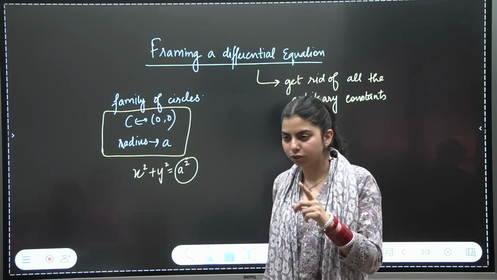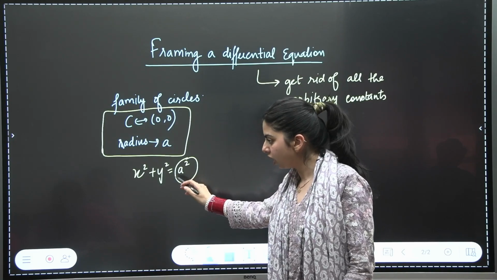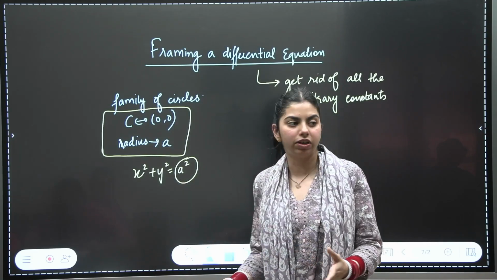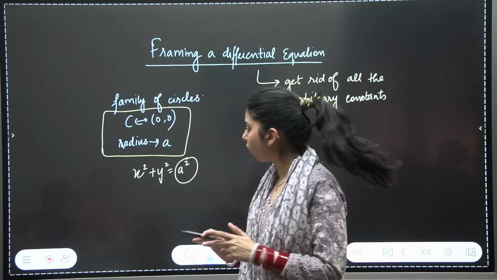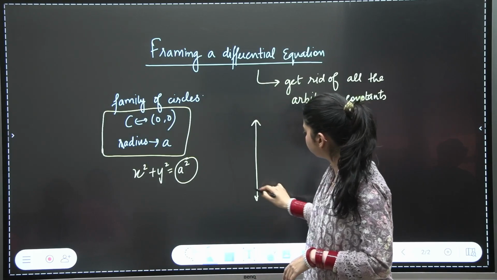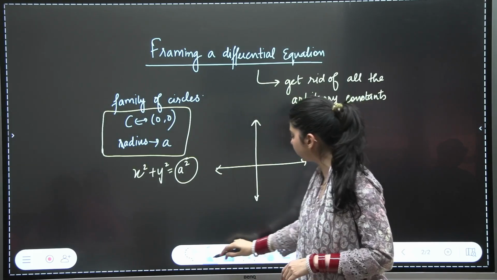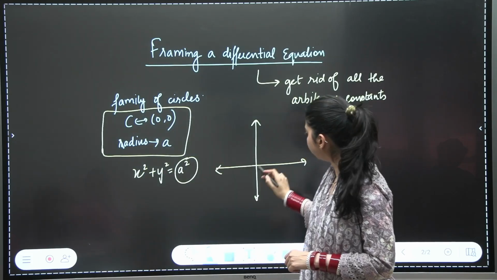But there's one fixed property: you change A, you will have a different circle every time, but that circle will always be centered at origin, right? So what we are looking at, and it's very important that you understand this first of all, is a system like this.